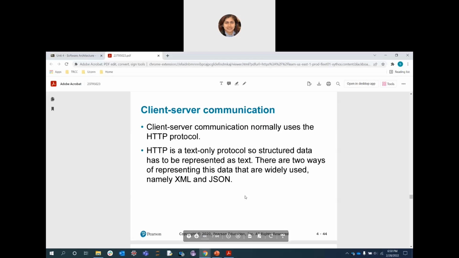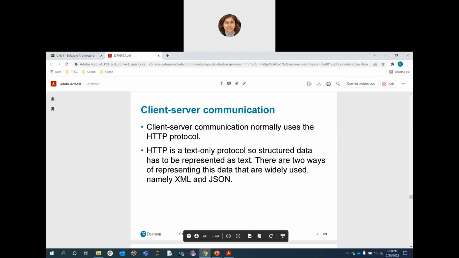Your HTTP protocol is a text only protocol, so structured data has to be represented as text. There are two widely used ways of representing the data, and they are XML and JSON. XML is a markup language with tags used to identify each data item. If you have taken web development, you could relate to it. You may have come across XML. And JSON is a simpler representation based on the representation of objects in the JavaScript language.